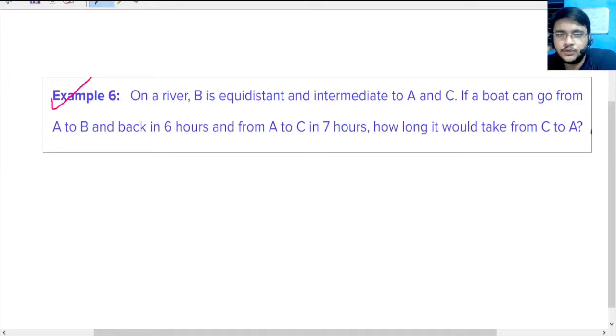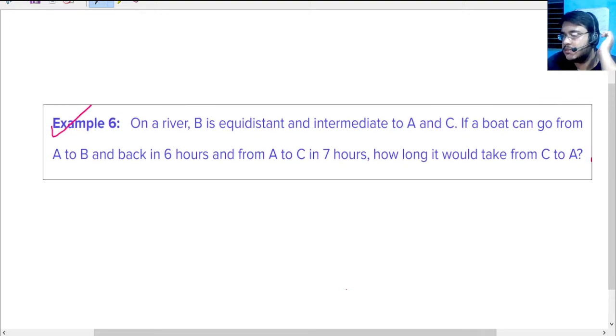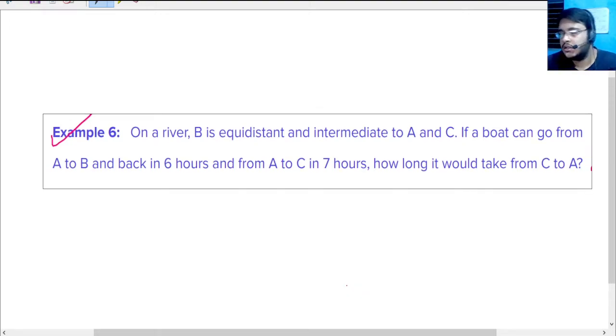Okay, guys, so we'll look into this question, and this is a good one. This basically is a very interesting question based on the proportionalities of boats and streams, or time, speed, distance, you can say. So what I will do is, I'll read it out once.